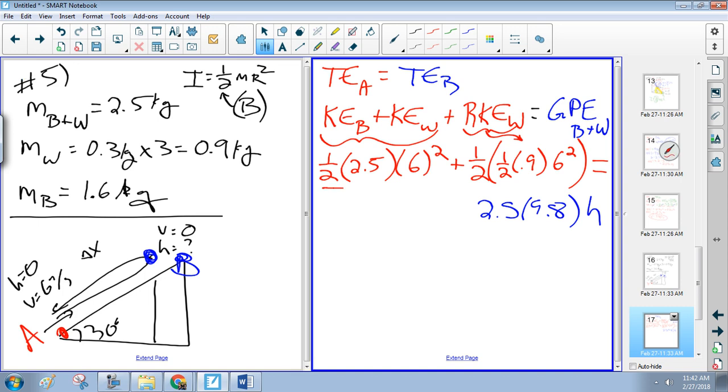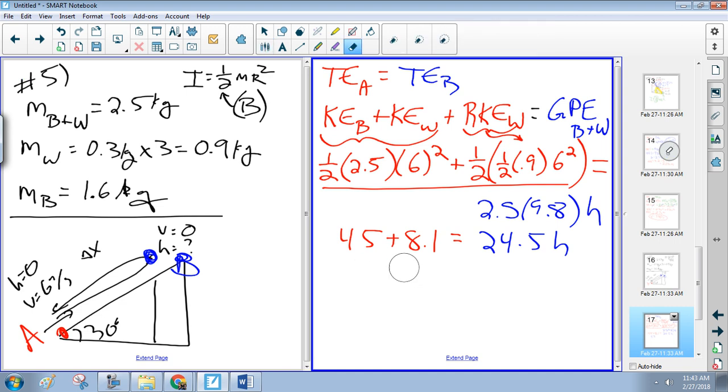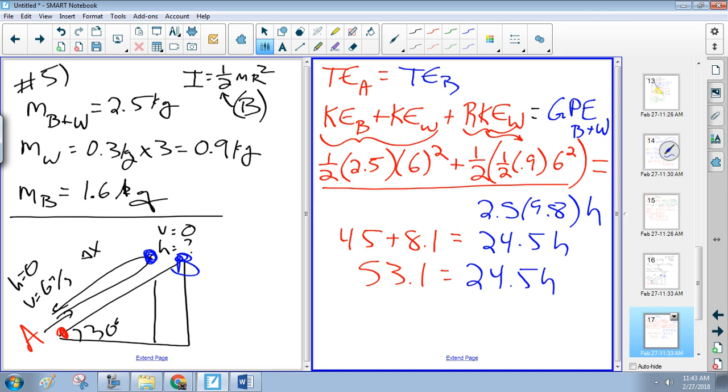Now, from there, what do we do? Well, this whole red side here, we can simplify that mess. So you end up getting 45 plus 8.1 equals 24.5h. So you get 53.1 equals 24.5h. Divide both sides, and your h at the top ends up being 2.17 meters.